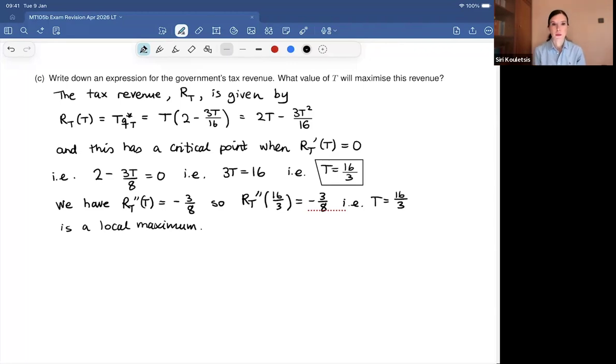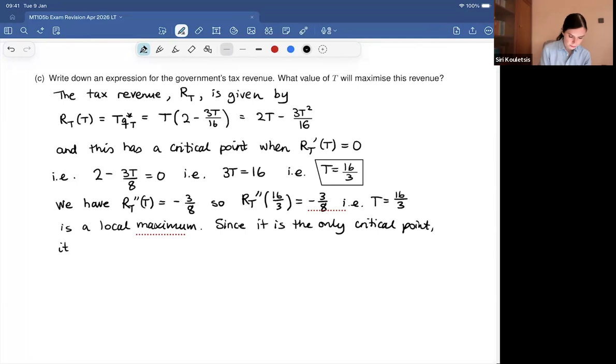So several ways now to argue that it's also the global maximum. I'm going to say, since it's the only critical point, it is a global maximum. And that brings us to the end of question 1.